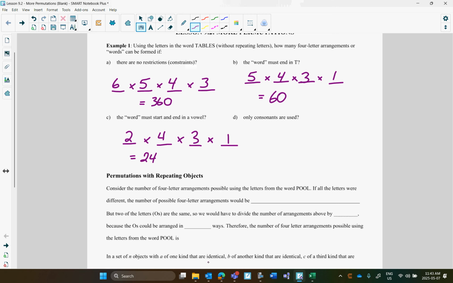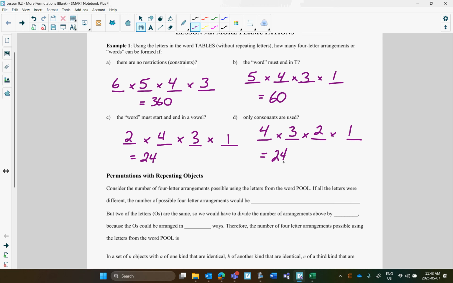Only consonants are used. Anybody want to ask it? It's not a vowel. 4. 4 times 3 times 2 times 1. You know what vowels are? The rest of the letters are called consonants. Okay, so you guys seem to have a good handle on that.